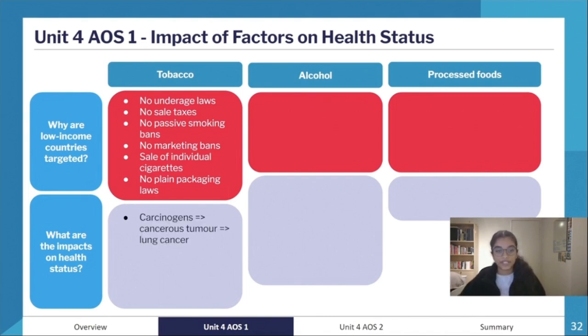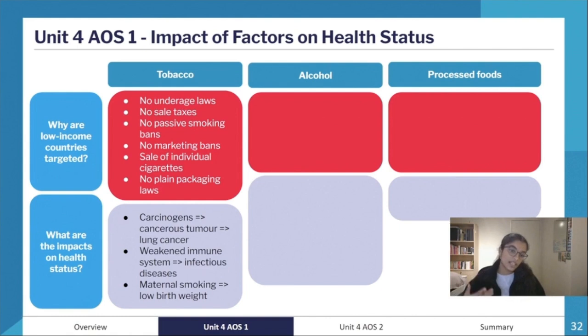So what are the impacts on health status? As a result of more people smoking tobacco, you can have carcinogens in your body which can lead to cancerous tumours and things like lung cancer, which is very deadly. A weakened immune system, leading to infectious diseases, and if pregnant women are smoking, maternal smoking can lead to low birth weight and huge risks of many diseases, from mental conditions like anxiety and depression, to things like CVD and heart attacks later on in life. So it's very negatively impacting people all around the world.